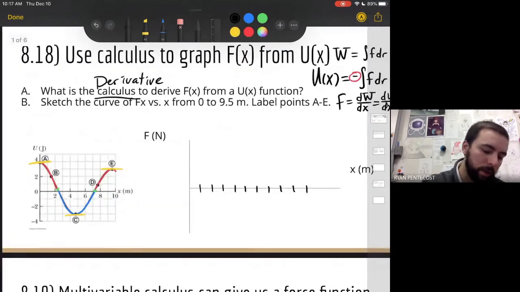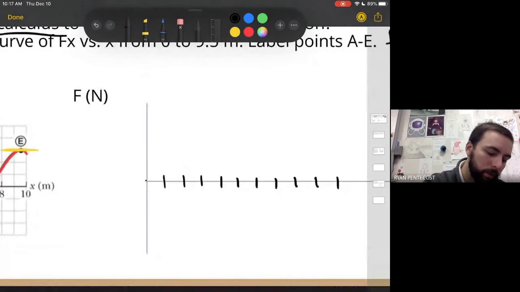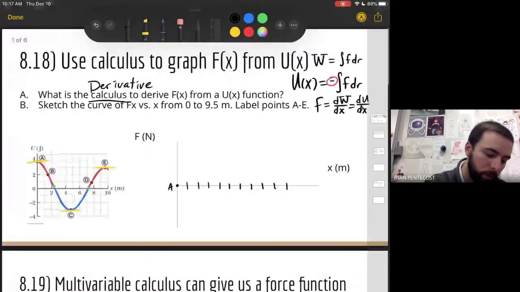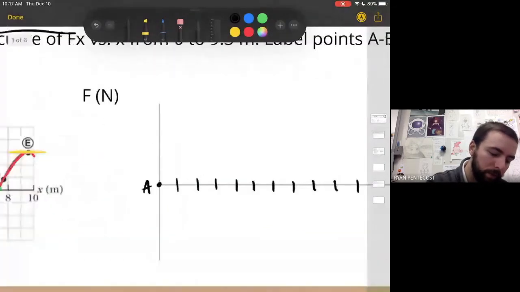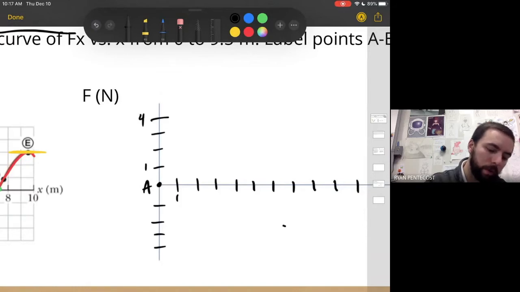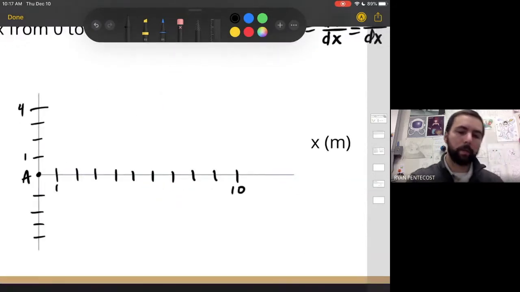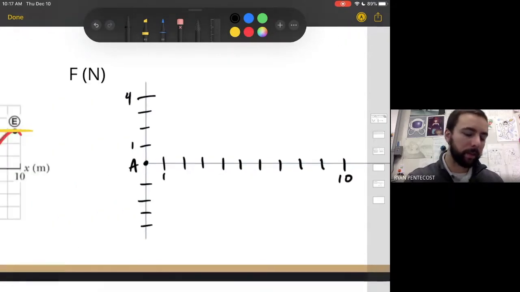So we'll start at A. A we'll say is at 0. Okay, then what are our Y values? It goes up to 4 and down to -4. So we'll have a 1, 2, 3, 4. 1, 2, 3, 4. Going by ones, we go to 4 and 10. So A we'll say is at position 0.